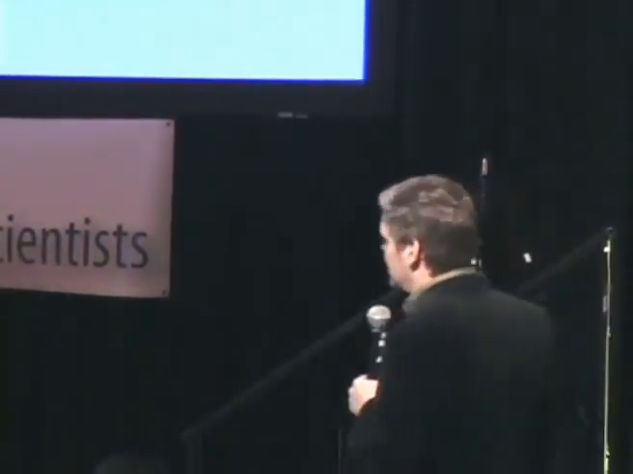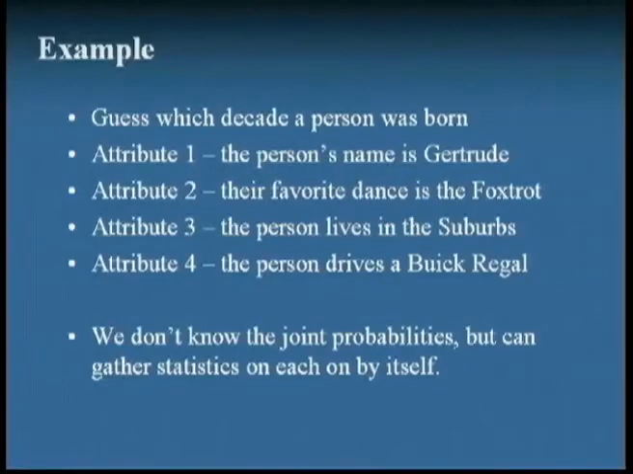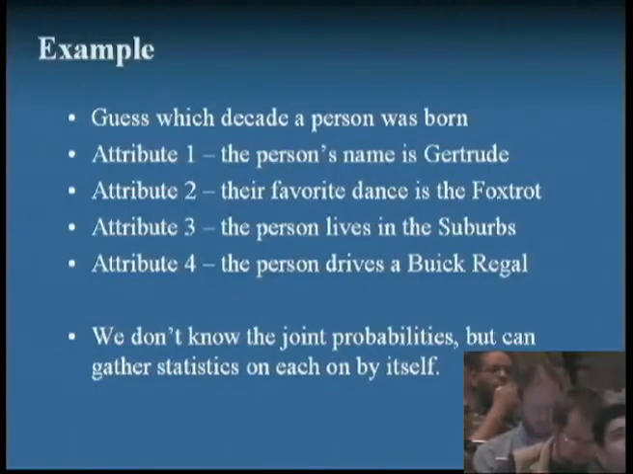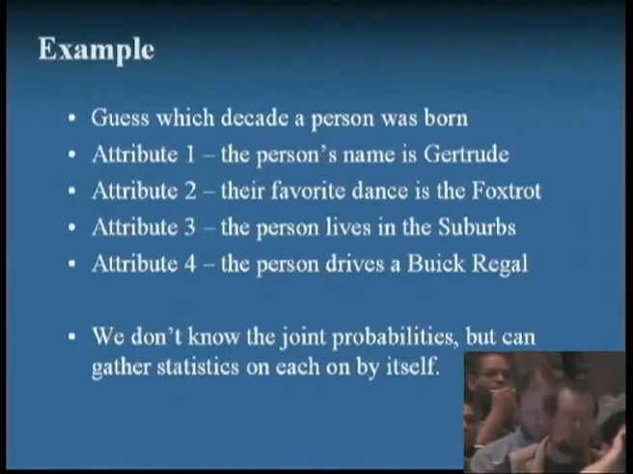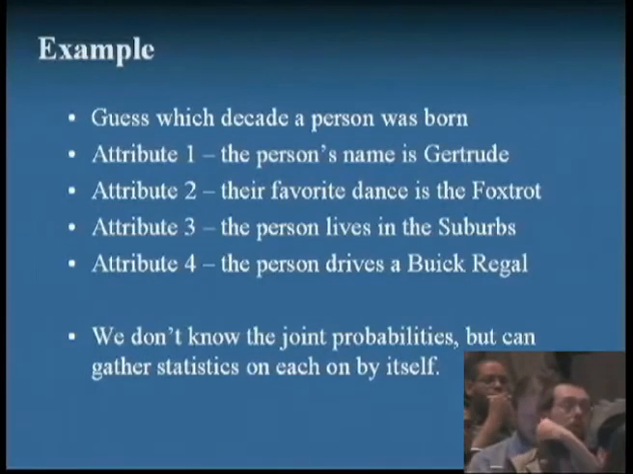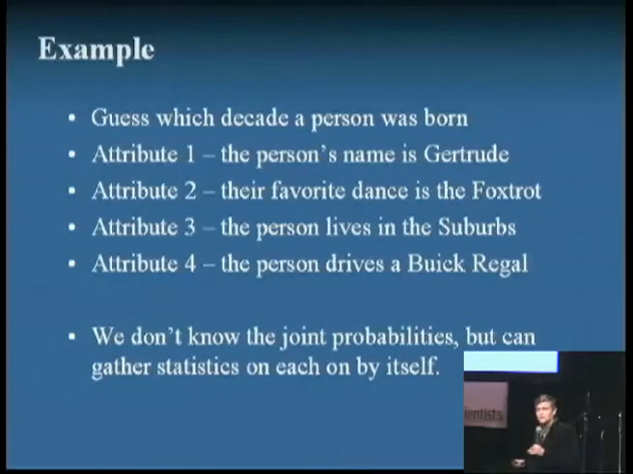So, simple example. We have to determine which decade someone was born. The attributes are, we know the person's name is Gertrude. Well, we can look up probabilities that Gertrude was a more popular name in the 1940s and 30s than it is with all the Stephanies and Megans and Heathers and Ashleys and Madisons that we have now. Turns out her favorite dance is the foxtrot. Now, there are some people on foxtrot, it's coming back in some of the ballroom dance classes, but we have some probabilities for the age group.